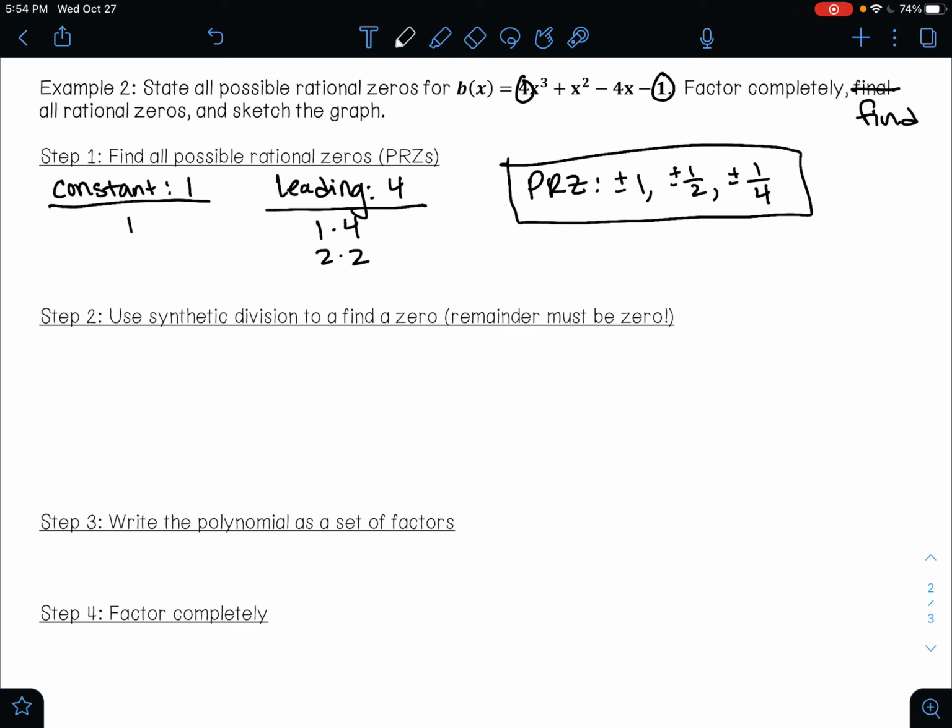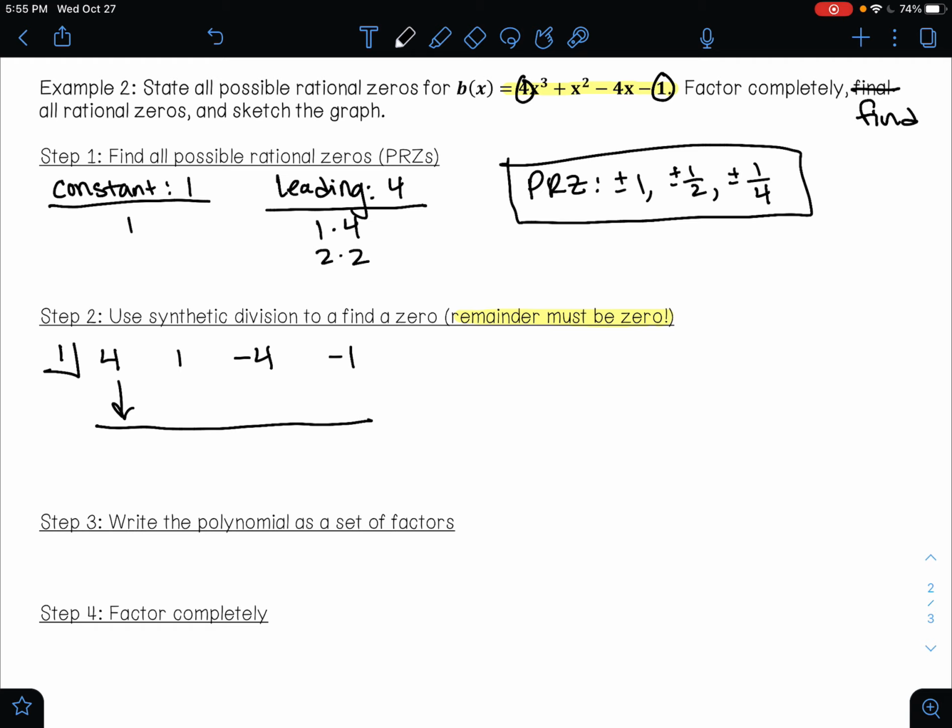So step 2 says use synthetic division to find a zero. And keep in mind that your remainder must be 0 for it to be a zero. That's where it gets its name from. I want to start nice and easy. Let's start with 1 before we start doing this with fractions. My polynomial is in standard form and it is not missing anything. So those coefficients are 4, 1, -4, and -1.